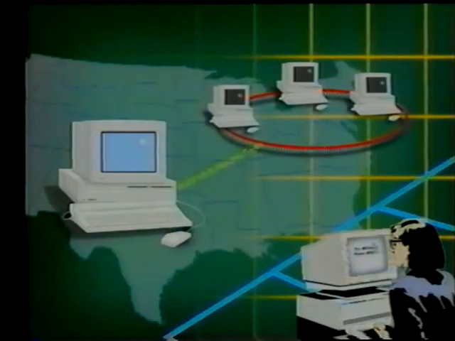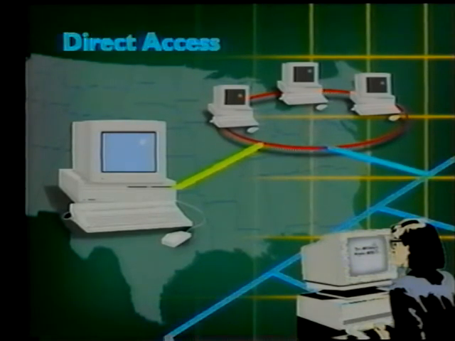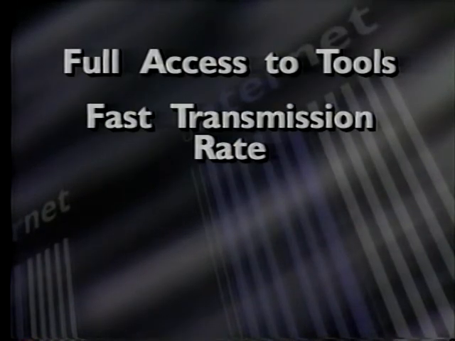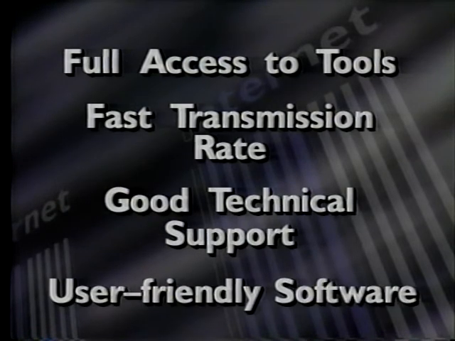Direct access, or a permanent connection, offers the fastest, most comprehensive, and most flexible internet access. But watch out, it's also the most expensive. Because of its cost, it generally is only a viable option for large organizations. A direct access link to the internet is usually through a leased phone line. The organization's local area network, or LAN, is then connected to the computer or workstation identified as the internet node. Now, this option has full access to internet tools, a fast rate of transmission, good technical support, and user-friendly interfaces. However, it's expensive, often prohibitively so.